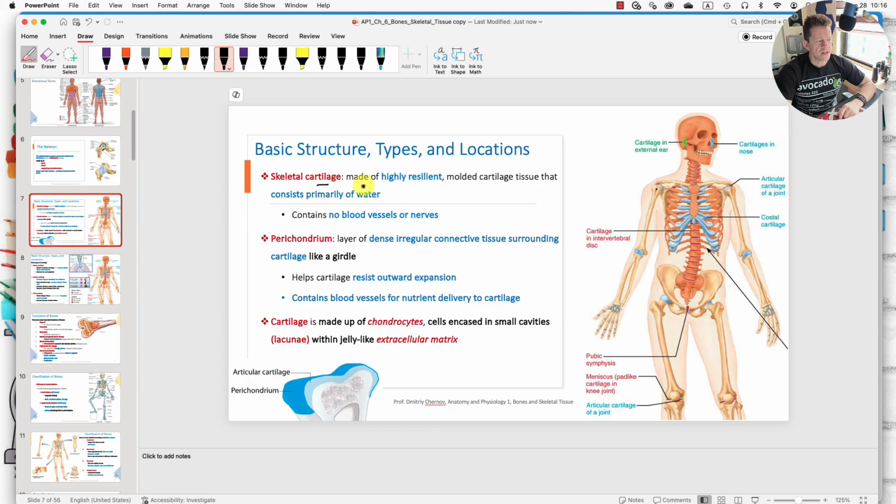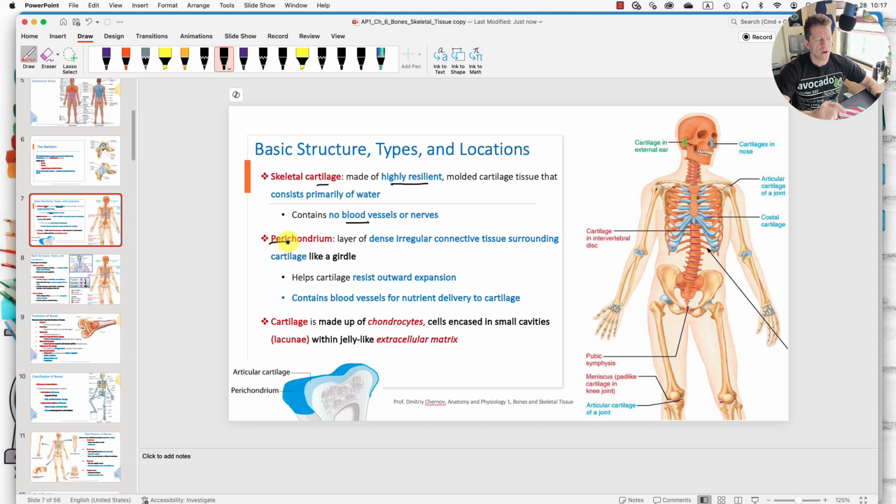So the skeletal cartilage is made of a highly resilient type of tissue. There's a lot of water within the cartilage, so it absorbs pressure, shock absorption. The cartilage contains no blood vessels or nerves, so it's avascular, and there are no nerves within the cartilage. And the cartilage, the bones, and the other soft tissue that we discussed briefly are wrapped around by a membrane, by a layer of another tissue.